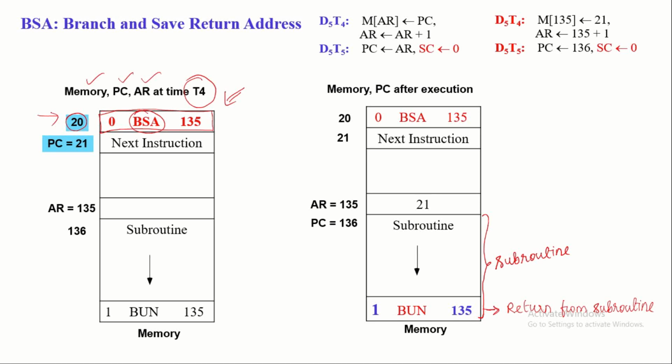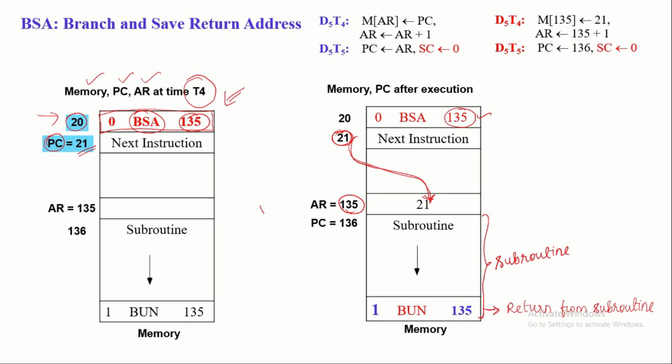When this operation is performed, the program control is transferred from the address of the next instruction, which is right now available in the program counter register, to the address specified in the address part of the instruction. When this instruction is executed, the program control is transferred from the address of the next instruction, 21, to the location specified in the address part of the instruction, that is 135. Into this location, the return address is stored, and then the address register content is also incremented.